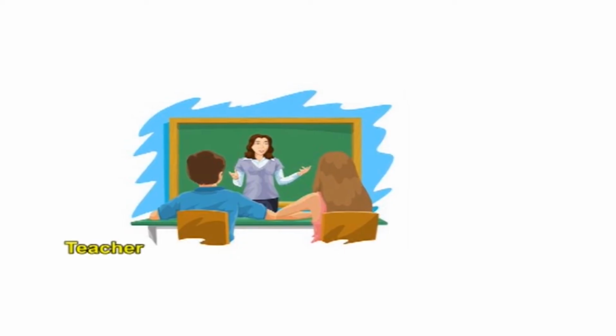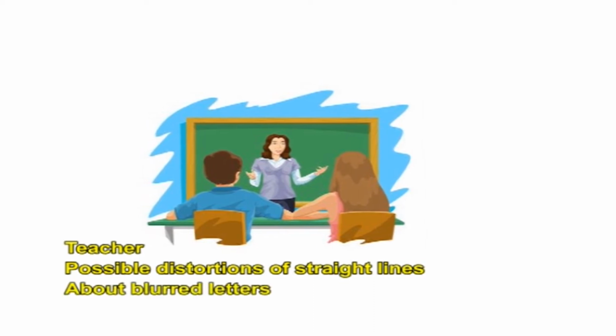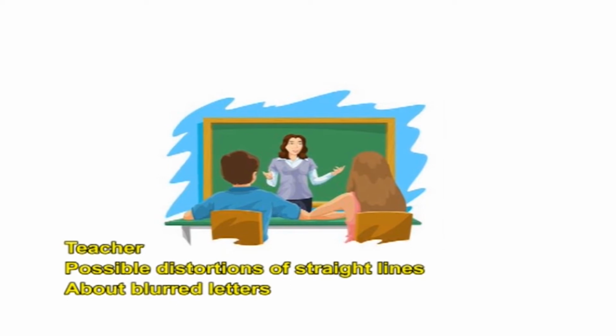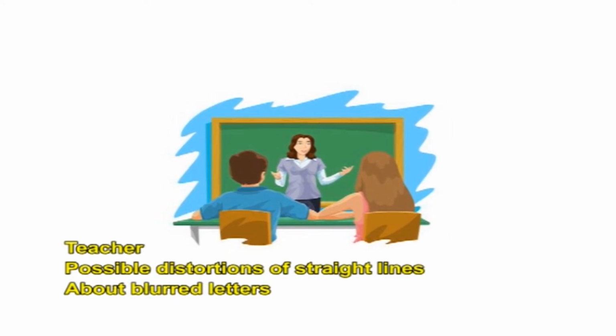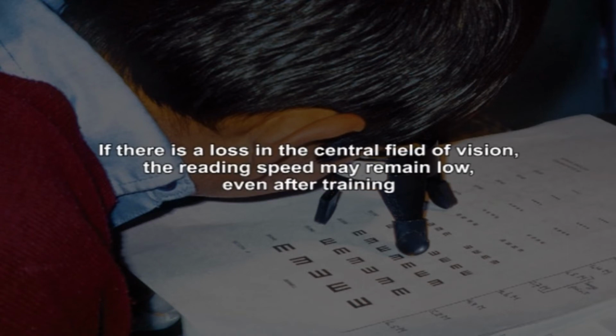Finally, the teacher can ask the child about possible distortions of the straight lines and about blurred letters or disappearing of some letters to get an idea of the quality of the central field for reading. If there is a loss in the central field of vision, reading speed may remain low even after training.